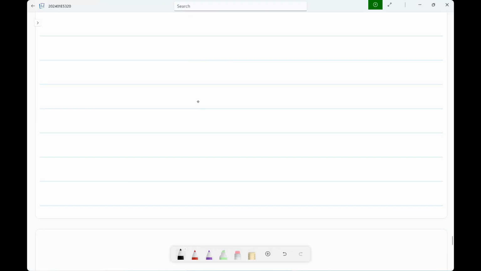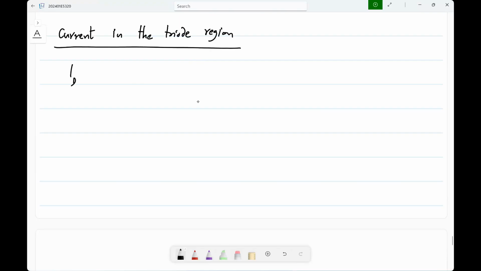So now if you look at, again, the current in the triode region, the expression for current in the triode region, I'll write it like this, times VDS.